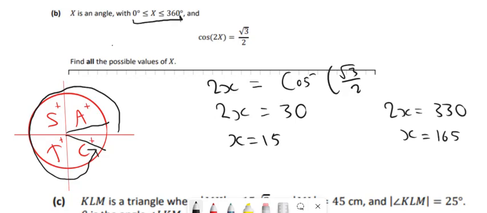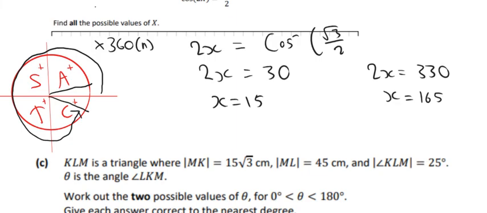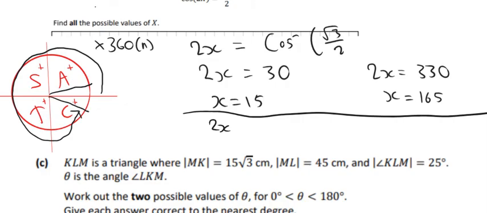Now what we have to realize is that you're going to add 360 times n to both of them, where n is just any number, because if we do a full rotation, that gives us another answer. So I'm going to go back to 2x is equal to 30 plus 360, and 2x is equal to 330 plus 360. Therefore, if you add them together, you get 390, and then divide that by 2, you get x is equal to 195.